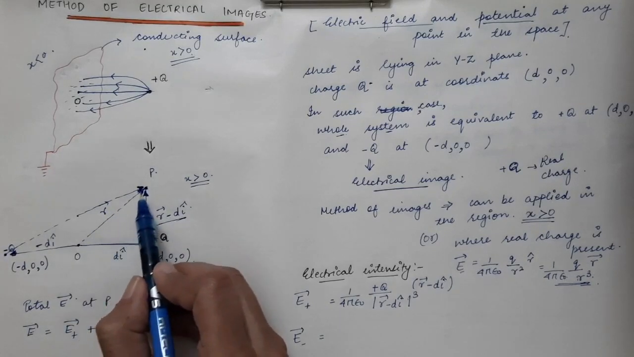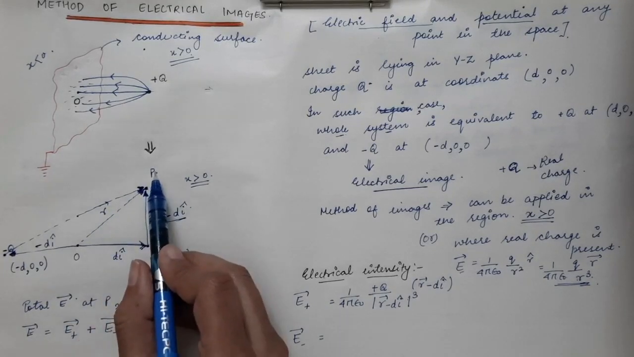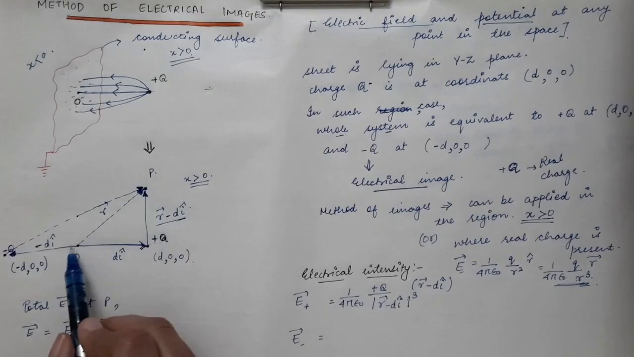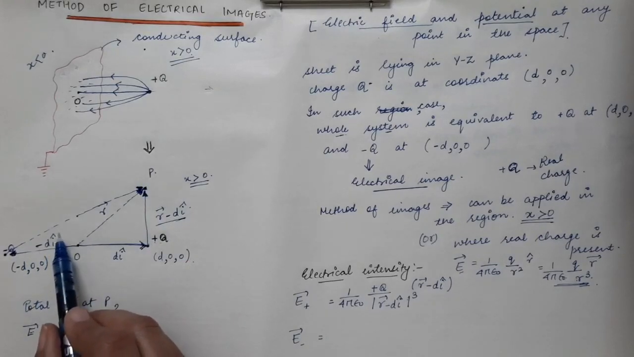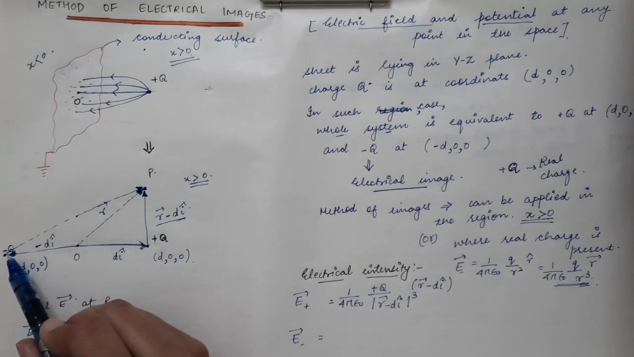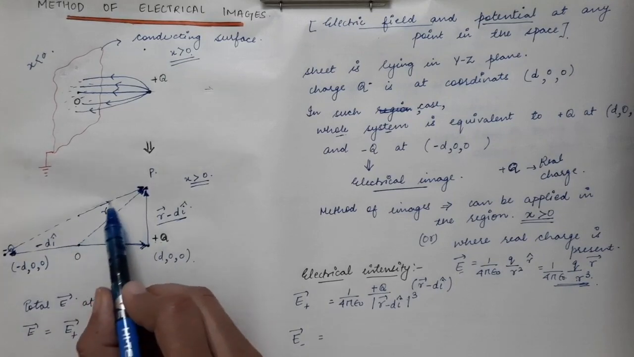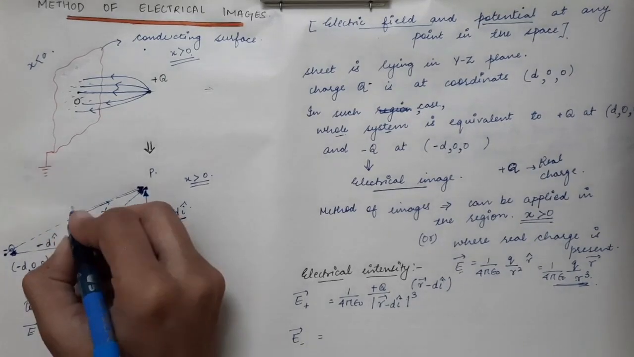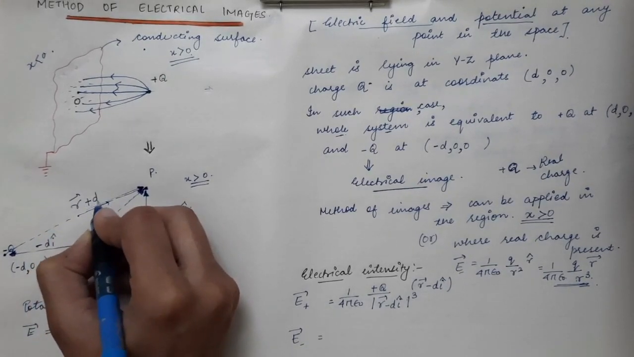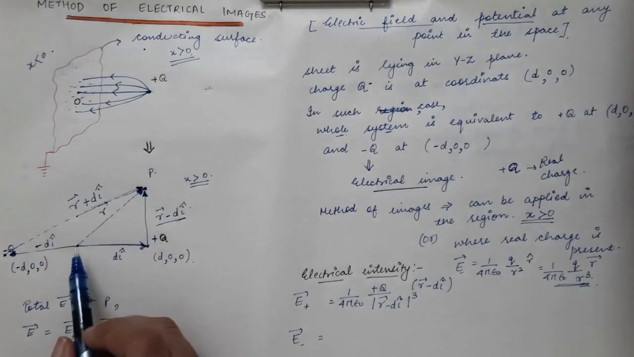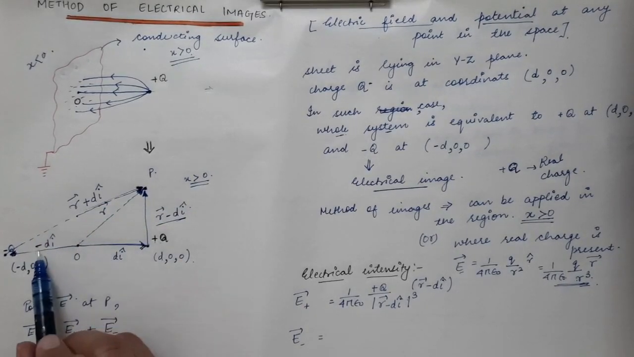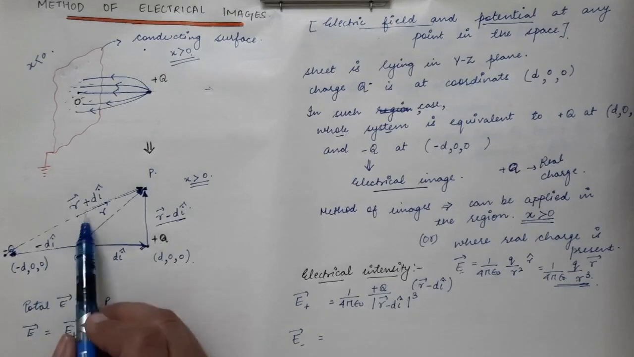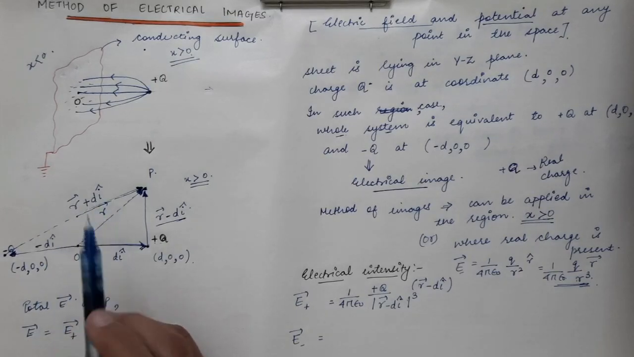The position vector of the observation point was r vector, and this vector is minus d i cap. Using the triangle law of vector addition, this third vector will come out to be r vector plus d i cap. So you get r vector minus of minus d i cap, that is r vector plus d i cap.